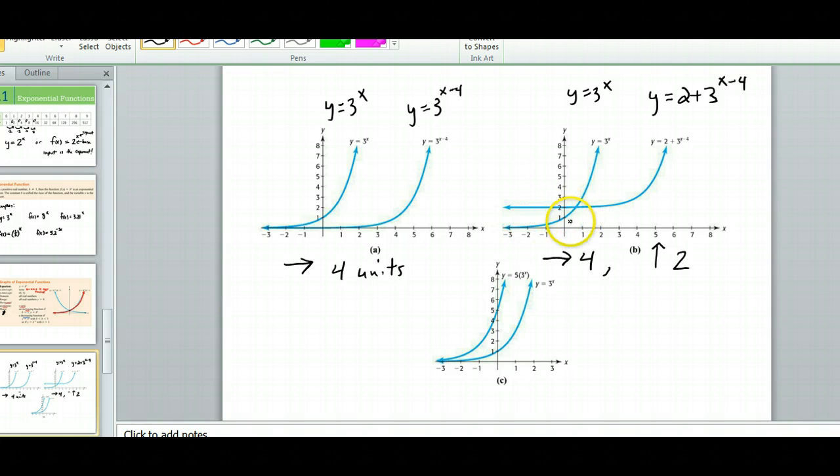It crosses at 1 here. That's taking place 4 units to the right, 2 units up. So 4 units to the right, 2 units up. That's taking place at (4, 3) here. That's the new location of that y-intercept. It's gone over 4 units and up 2 units, just like every point on the graph has.